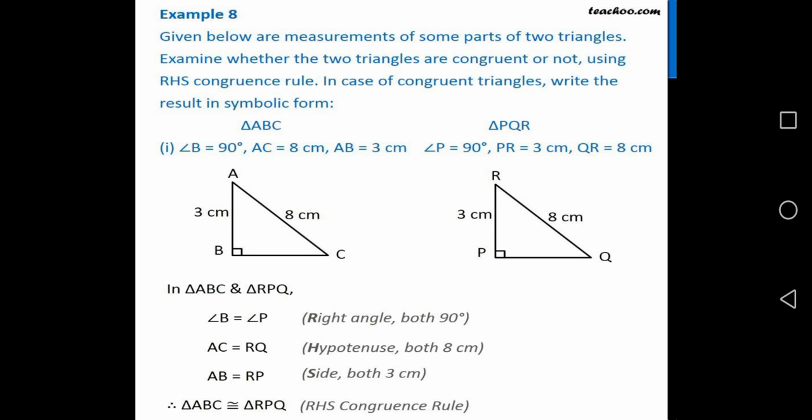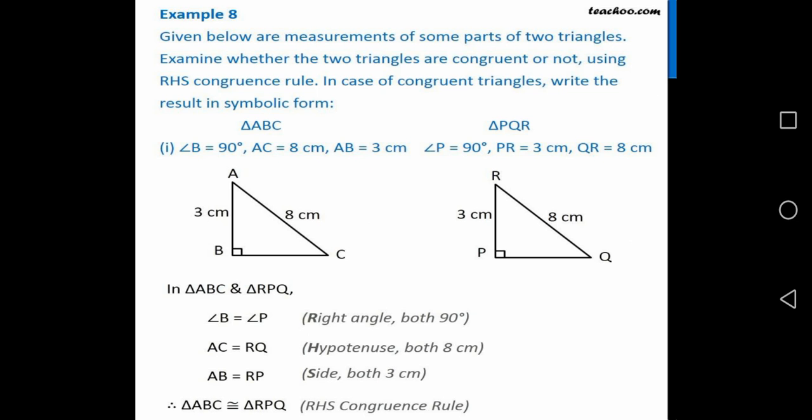Now let us understand this example. Given below are the measurements of two triangles. Here what is given is that angle B is 90 degrees and angle Q is 90 degrees. Correct? So wherever we see 90 degrees, we can confirm that this is a right angle triangle. So it carries the hypotenuse side test. We call it the hypotenuse side test.